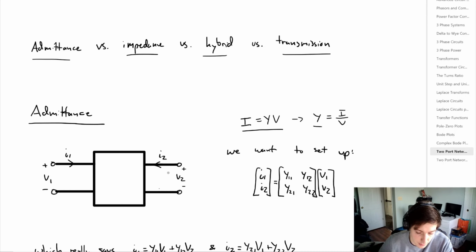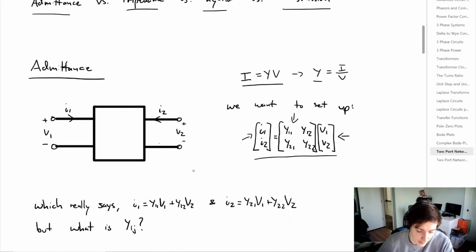So we're going to set up a system of equations that looks like this, where we have our currents I1 and I2, our voltages V1 and V2, and then our admittance parameters given by this 2x2 matrix. So what this system of equations really tells us is that I1 is equal to Y11 times V1 plus Y12 times V2, and that I2 is equal to Y21 times V1 plus Y22 times V2.